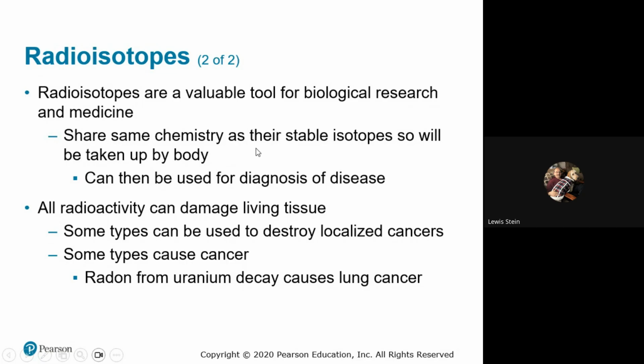Same chemistry as their stable isotopes, but then they can be used for diagnosis. All radioactivity, not a lot of alls, as you probably have heard. Nevers and alls are something in life sciences we tend to stay away from because there's typically exceptions to the rule. But radioactivity is not one of those. It's a matter of how much. Okay, so we can use them therapeutically to destroy cancers, and other ones can cause it. Here's the radon that's formed from uranium decay that I was talking about, and lung cancer.